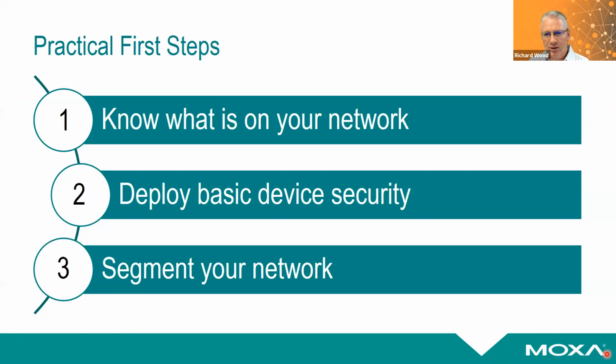And there's three things that I just want to run through. First is know what's on your network. It's hard to protect what you don't understand. So getting a good handle on what's on your network is a great first step. Then deploying basic device security. If you were to try to implement one of those best practices type security policies, you'd very likely find that many of the devices on your network are not capable of being configured to those policies. So starting with configuring what you can is a great place to start.